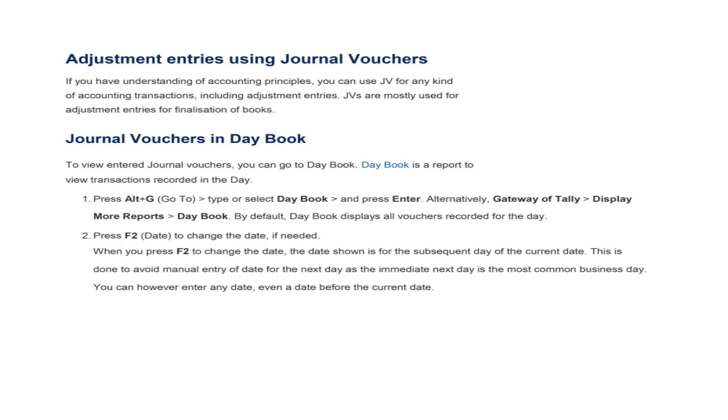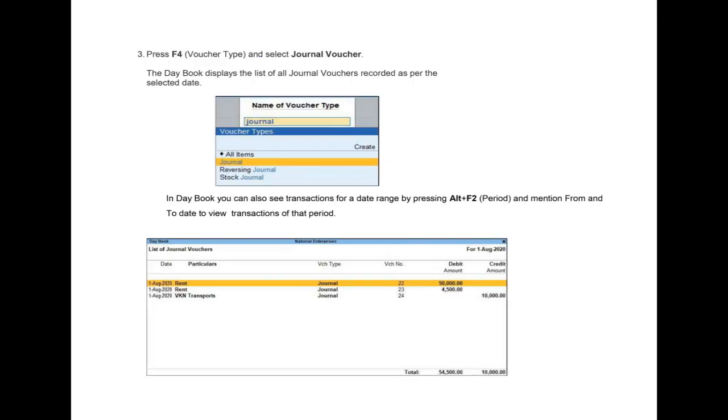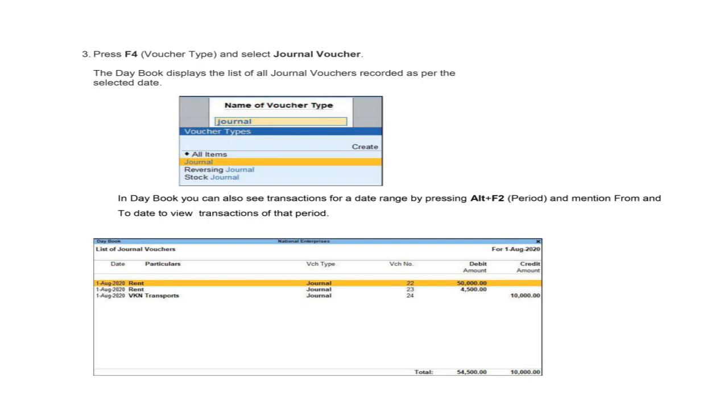2. Press F2, Date, to change the date, if needed. When you press F2 to change the date, the date shown is for the subsequent day of the current date. This is done to avoid manual entry of date for the next day, as the immediate next day is the most common business day. You can, however, enter any date, even a date before the current date.